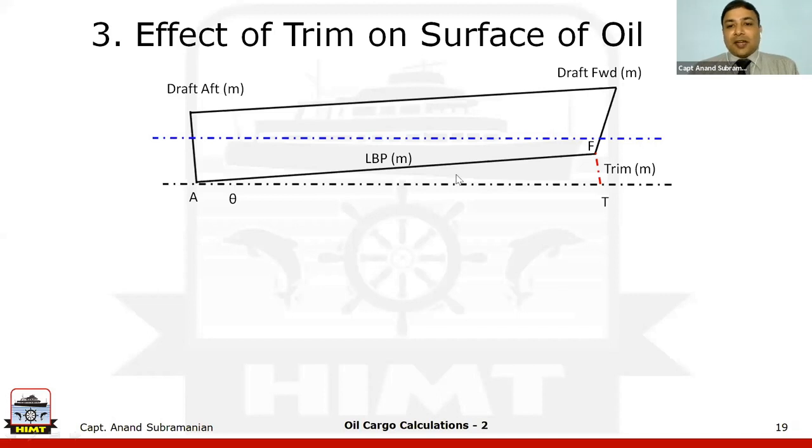Now this is a simple diagram of a ship. The ship is floating with the forward draft over here and the aft draft over here in the aft. And what is the value for trim? Meters. What is the trim value?